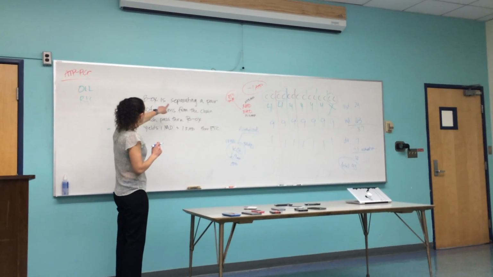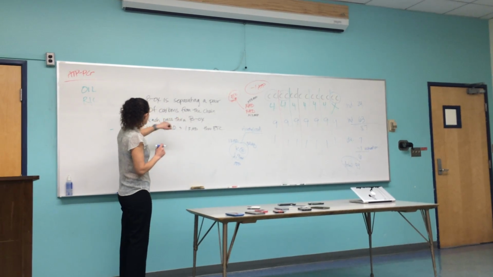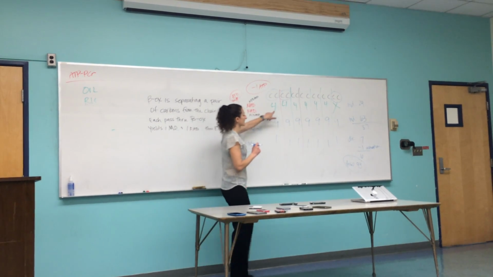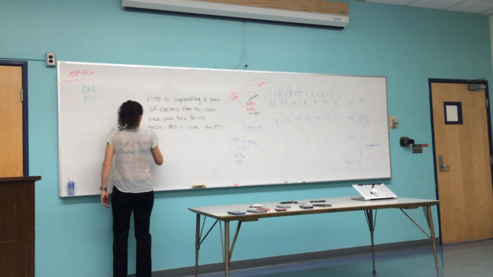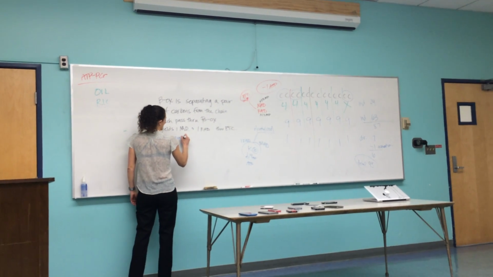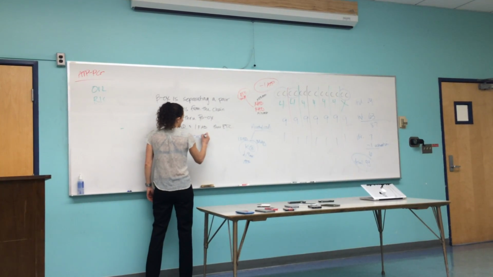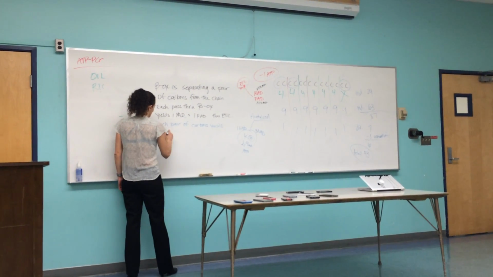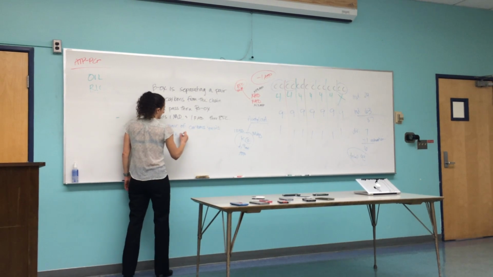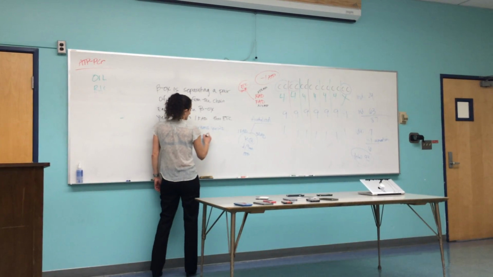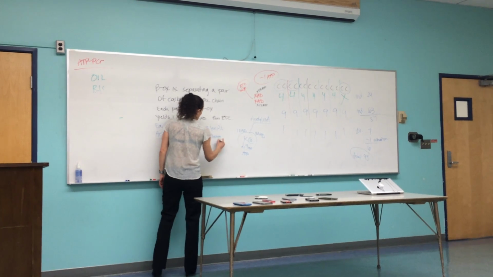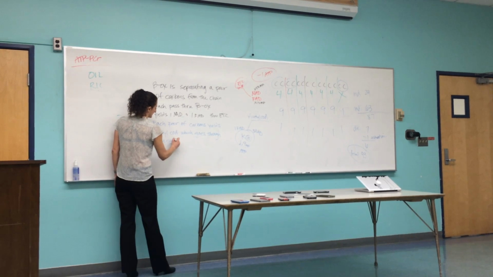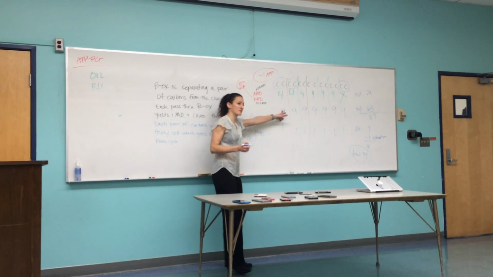I'm almost done. Beta oxidation is separating a pair of carbons from the chain. Each pass through beta oxidation yields 1 NADH and 1 FADH2 for the electron transport chain. That explains the 4. Then you need to say each pair of carbons yields acetyl-CoA, which goes through the Krebs cycle. And that explains where the rest of these numbers are coming from.